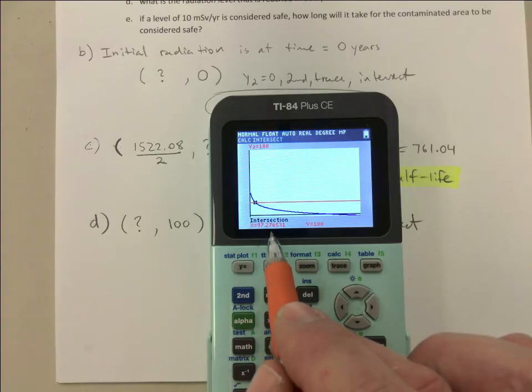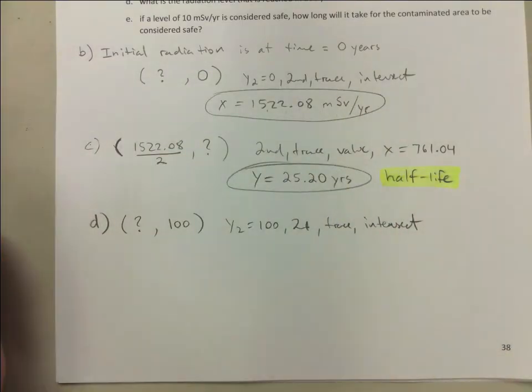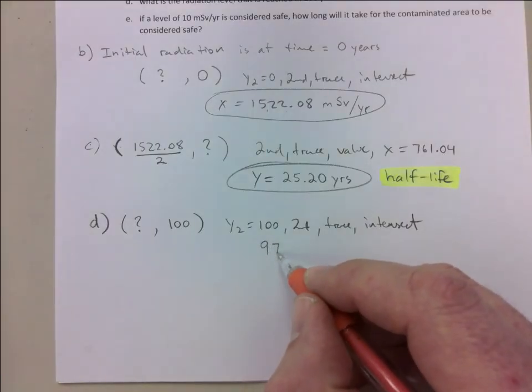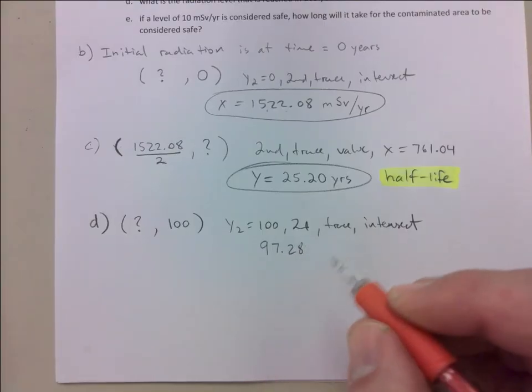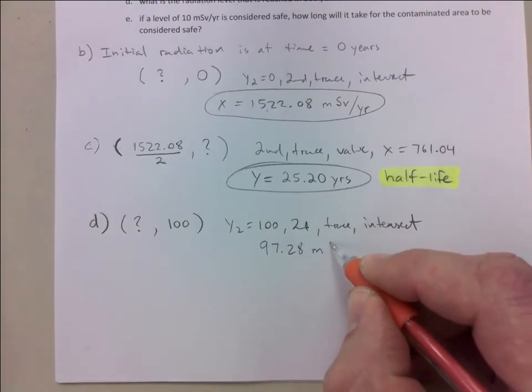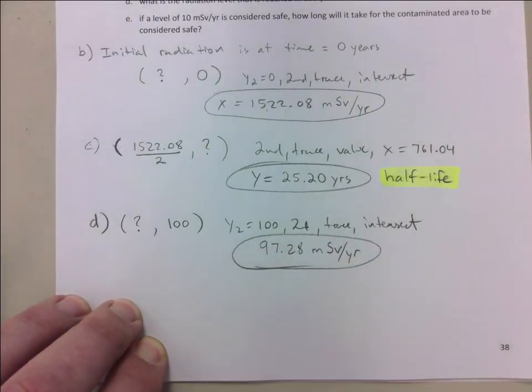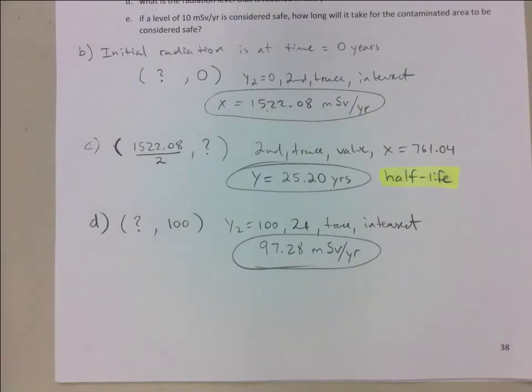So 97.28. That's the radiation in 100 years.